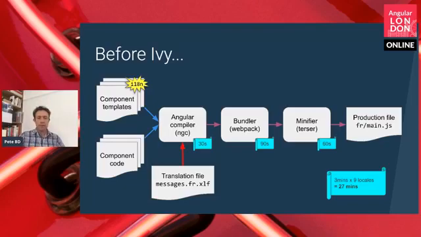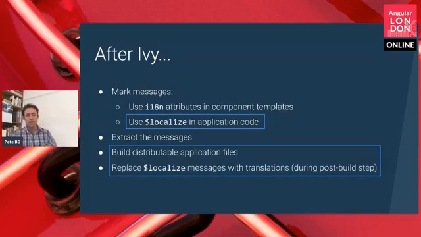So one of the goals of the new Ivy translation was to try and do a better job of this. We'll have a look at how that happens now. The first thing that we did was create a new concept called $localize. $localize is a global function which basically takes a string and translates it for you. You use this to tag strings in your application, either in the template or in your application code, as a way to tell us that this is a message that needs to be translated.